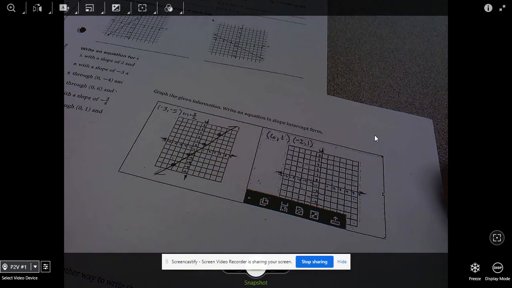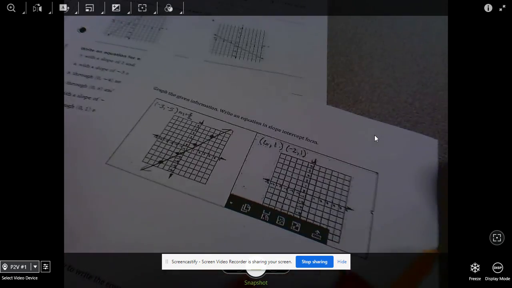So there's many ways you can graph. You can be given a point and a slope. You can do slope-intercept form. You can use a table of values, or you can just be given 2 points.